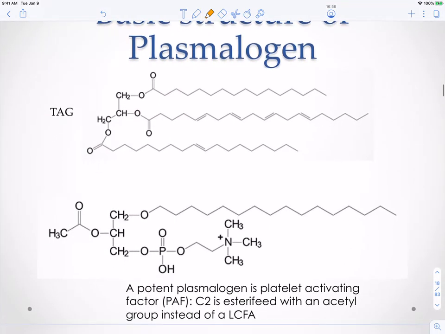So one such plasmalogen is platelet activating factor. So it has that carbon one with that special linkage, which is different than this carbon one. Its carbon two is actually going to have an acetyl group. So it does not have that long chain fatty acid on that carbon two. And then the carbon three will have that phosphate group. And so this is platelet activating factor, which is important in activating platelets for clots.